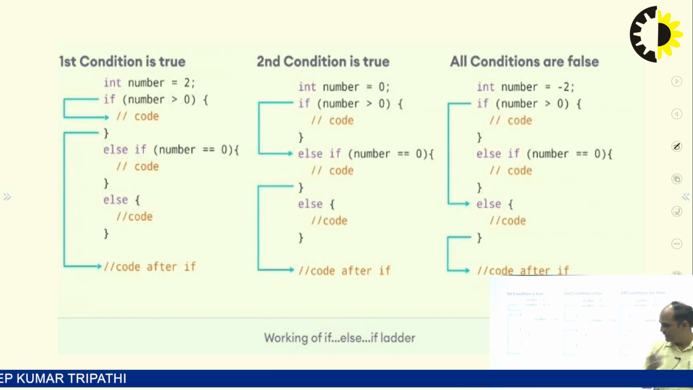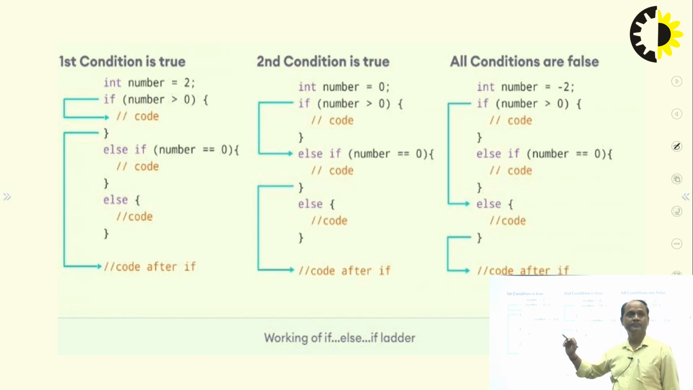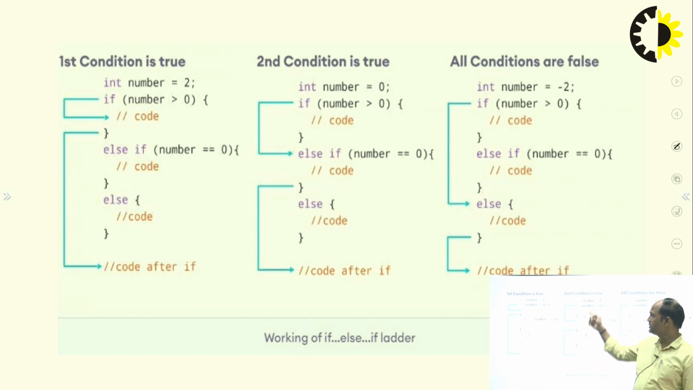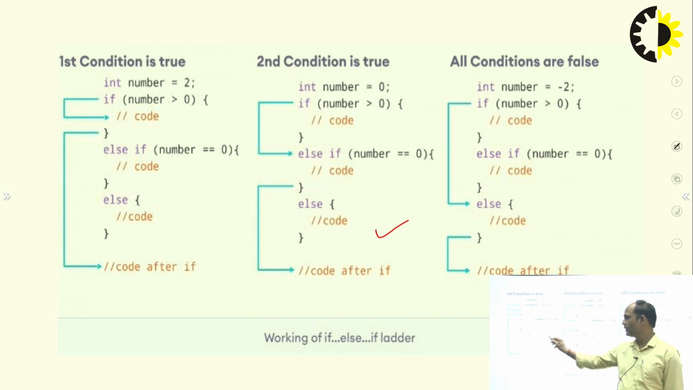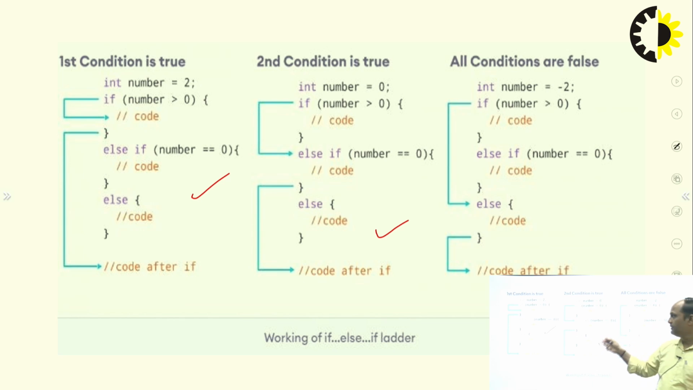The code after the if will be executed. If the first condition is true, this is the flow of the program. If the second condition is true, this is the flow of the program. If all conditions are false, this is the flow of that particular program.